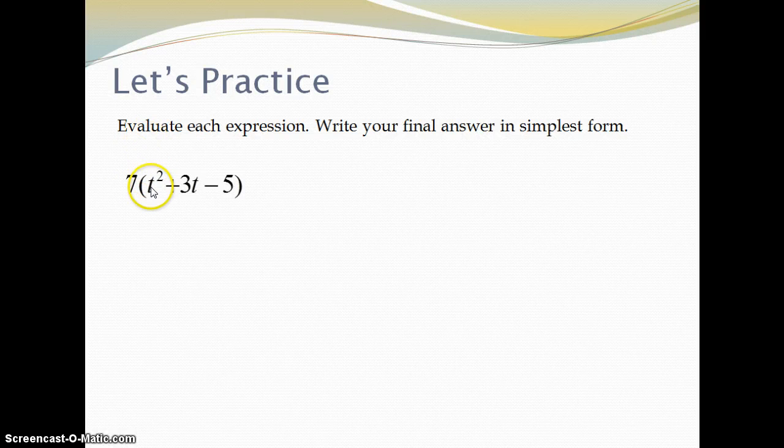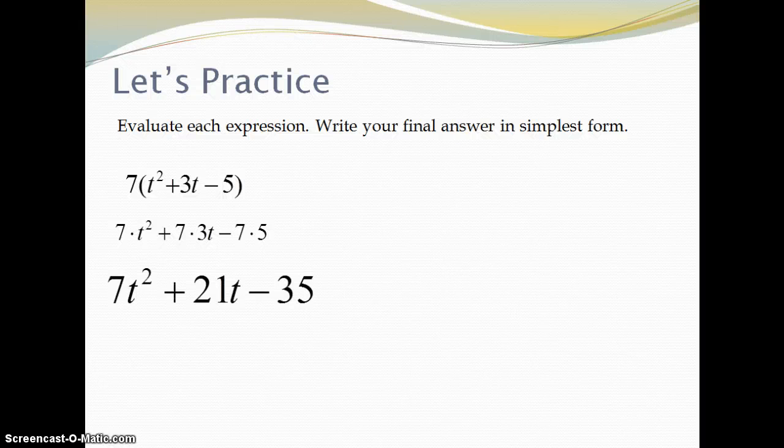So we'll have 7 times t squared plus 7 times 3t minus 7 times 5. And that is what that will look like before we simplify down. Now, if you can do all this mental math in your head, you can probably skip this step here. I'm just displaying it so you know where I'm getting numbers. So 7 times t squared just becomes 7t squared, plus 7 times 3t just becomes 21t, negative 7 times 5, negative 35. That is your final answer.